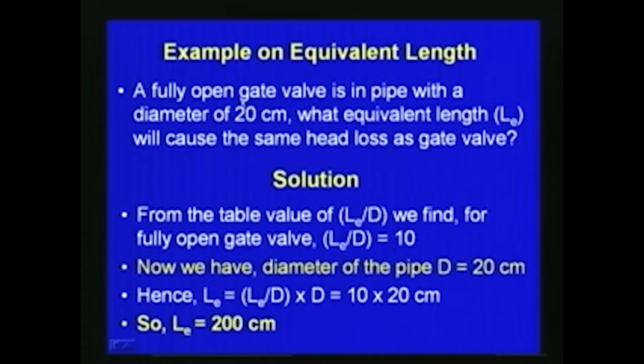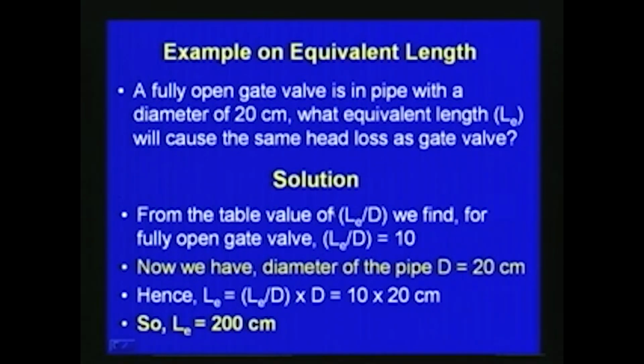Say a fully open gate valve is in a pipe with a diameter of 20 centimeters. What equivalent length LE will cause the same head loss as the gate valve? So, the question here is, we have a fully open gate valve in a pipe with a diameter of 20 centimeters, and we want to find out the equivalent length with respect to this gate valve, so that it gives the same head loss as the gate valve.